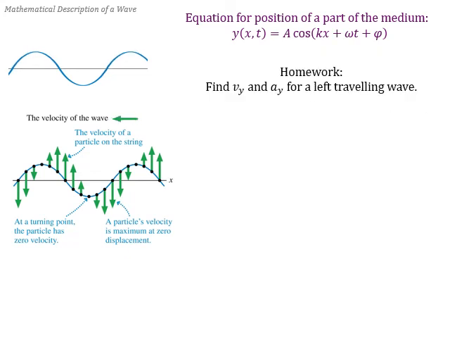As a homework exercise, you should try and find the transverse velocity and the transverse acceleration for a left traveling wave. The only difference between the left and rightward traveling wave is in the equation for position, we have plus omega t for the left traveling wave. We have minus omega t for the right traveling wave. So start with the equation for position, find v and a. I won't do it in a video, but I will post the notes if you want to check your work.